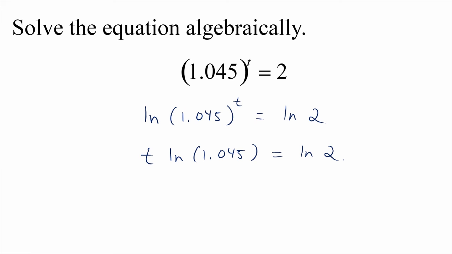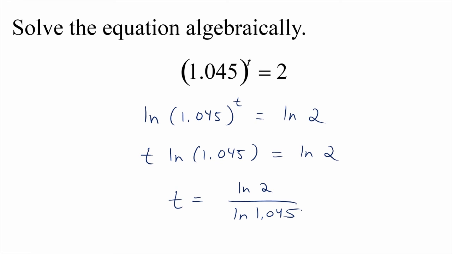And now to solve for t, we can divide both sides by natural log of 1.045. So t is equal to the natural log of 2 over the natural log of 1.045. And that's an exact answer. We could use our calculator to approximate if needed.